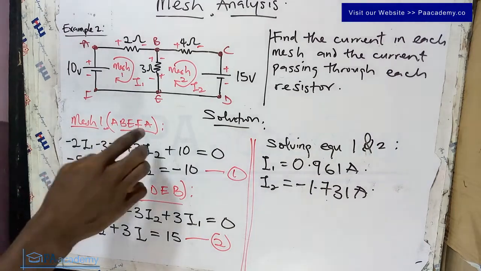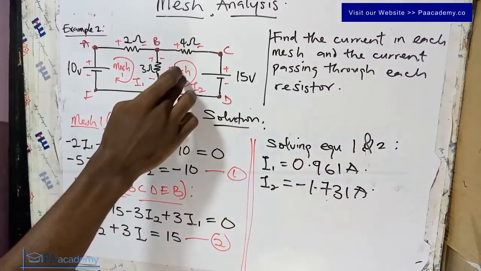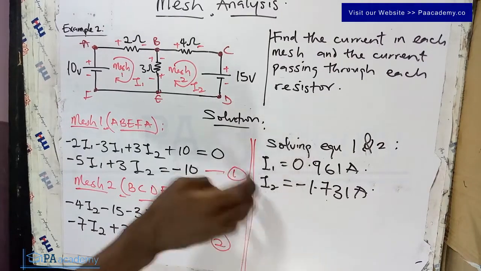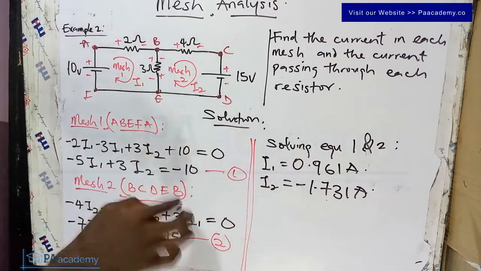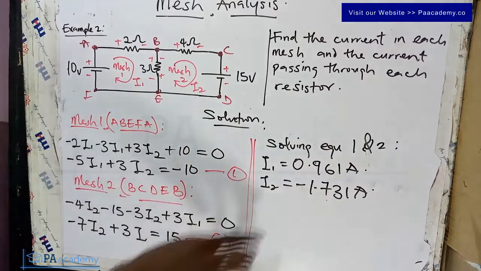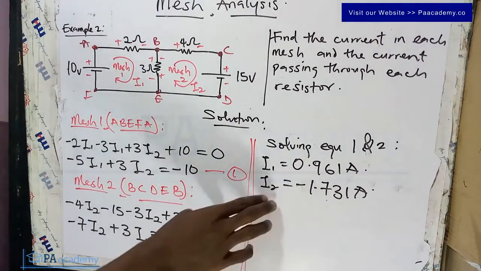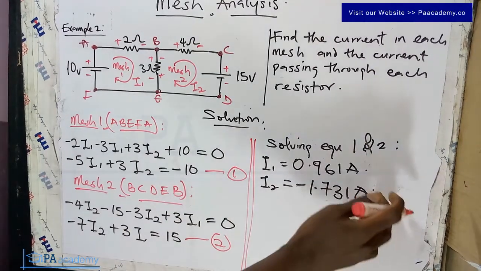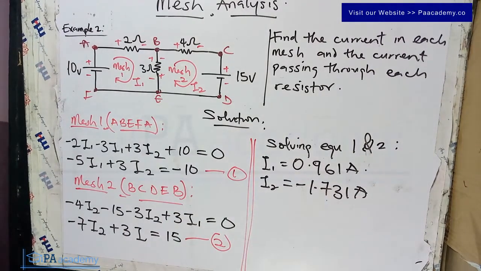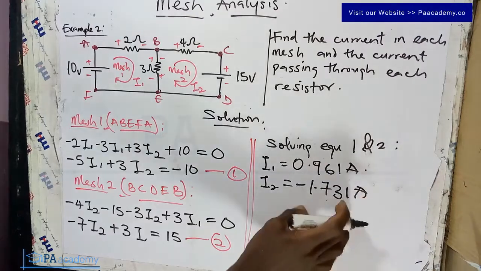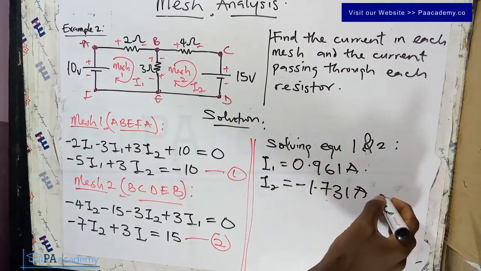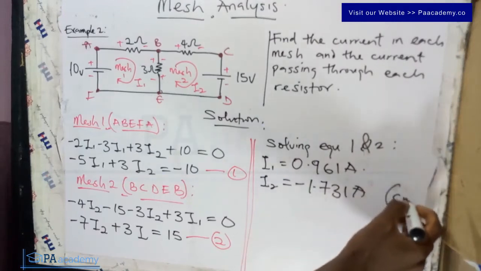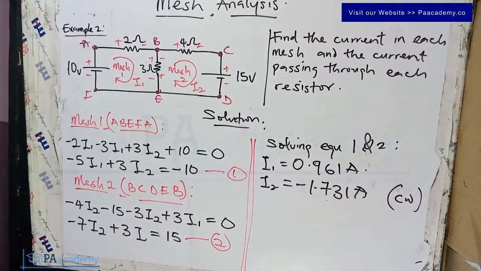Is that clear? That is why we have negative, because we assumed it's flowing clockwise, and our assumption gives us a negative value. So a negative means the current is actually flowing in the anti-clockwise direction. That is the current passing through I2. In a situation like that, you can always indicate the direction you used to arrive at your answer. So that's what brought about that.